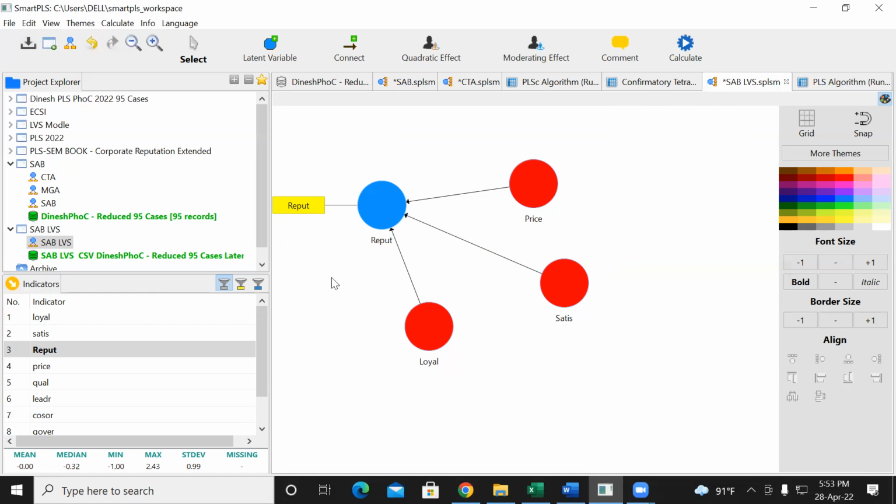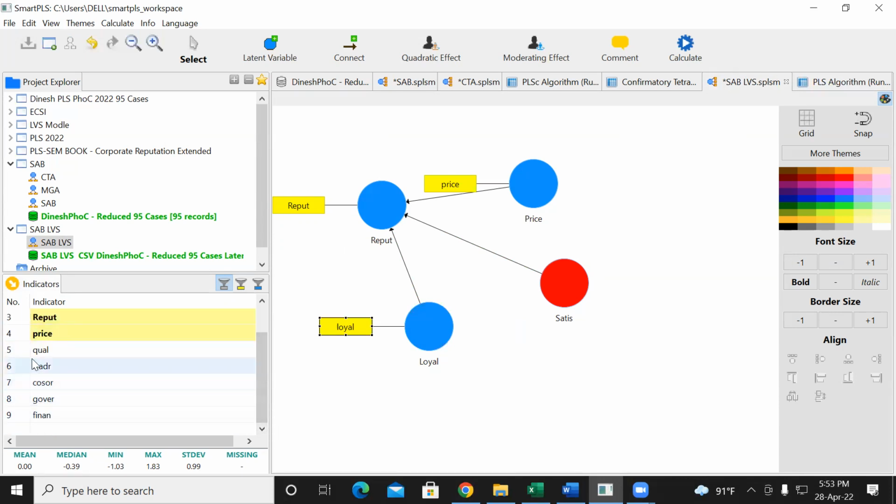Any clarification? Reputation, price, a single one is there. Then loyalty, a single one is there. Satisfaction also, originally also a single indicator. Now also you can see, right? Single one.